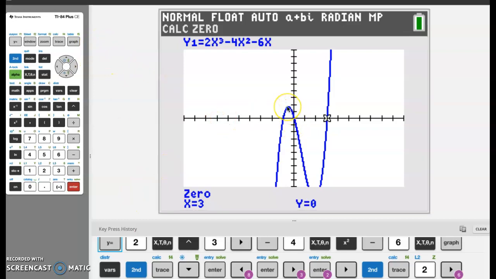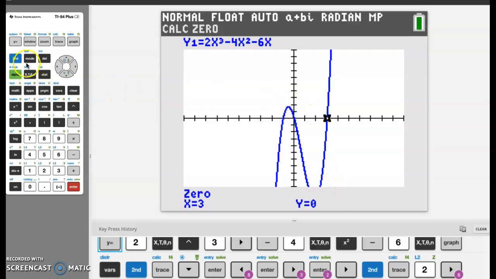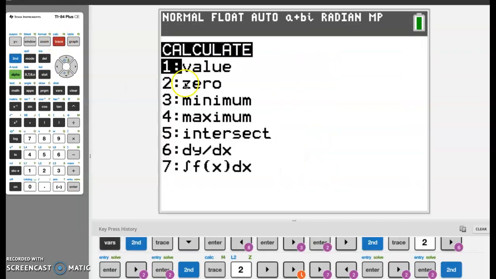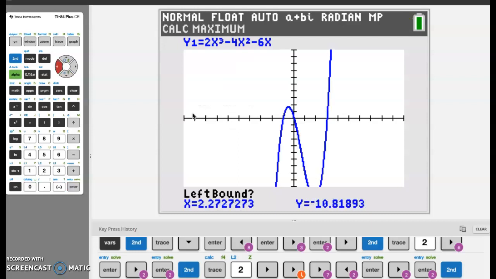If you want to find the maximum value, so we talked about maximum is going to be the top peak and minimum is the valley. So if we want the maximum value, you do the same thing again, go to second calculate, and we want the maximum. Now remember, we just want the y value. So we're going to go over to the left of the maximum, and then we're going to go to the right of the maximum. Hit enter. So the maximum here is the y value is 1.76 if we round to the nearest hundredths place.